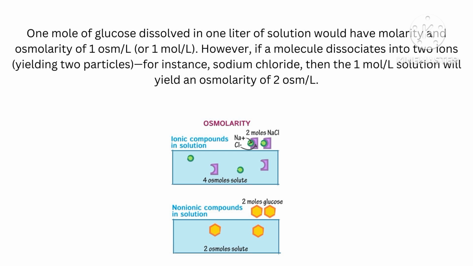For instance, 1 mole of glucose dissolved in 1 liter of solution would have molarity and osmolarity of 1 osm/L, or 1 mole per liter. However, if a molecule dissociates into 2 ions, yielding 2 particles, for instance, sodium chloride, then the 1 mole per liter solution will yield an osmolarity of 2 osm/L.